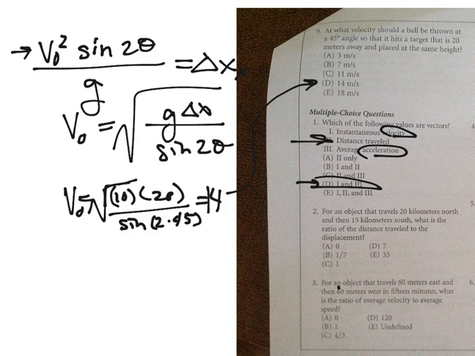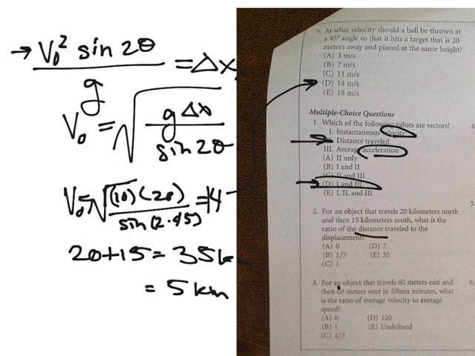Number 2. For an object that traveled 20 kilometers north and 15 kilometers south, what is the ratio of the distance traveled to the displacement? So you want to look at both the displacement and the distance. The distance it traveled is everything that it did, so the distance would be 35 kilometers. The displacement is that it went 20 north and then 15 south, so really you're only 5 from where you started, and then you want to set up a ratio between them. I want the distance traveled to the displacement. So it would be 35 to 5, and if we simplify this, it would be 7 to 1.